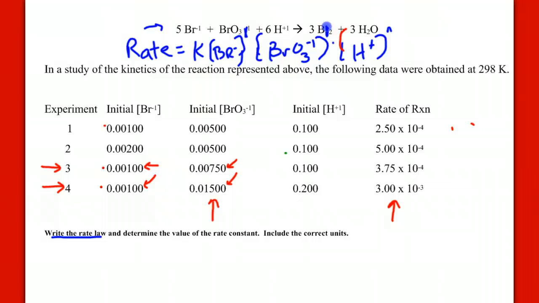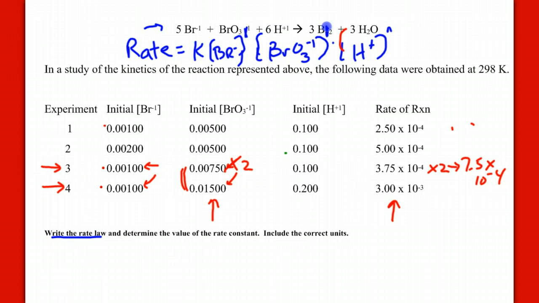So here I'm going to double the bromate ion, and I'm going to double the rate. So I'm going to take this 0.075 and multiply it by 2. That'll make these two guys equal. And because I did that, I'm going to take the rate and multiply it by 2. So that's going to become 7.5 times 10 to the negative fourth.